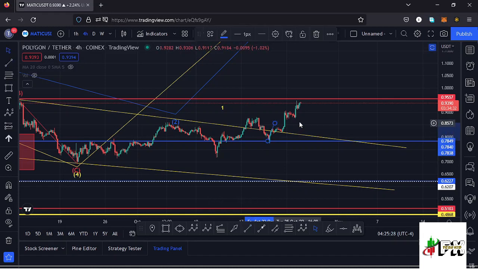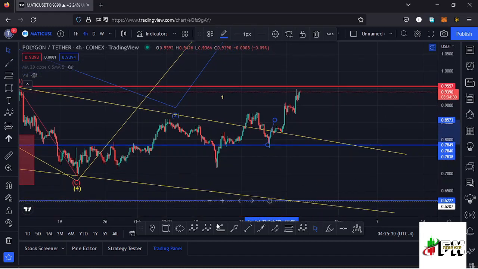We managed to break out of the channel once more, and after the breakout we even saw a retest of the upper side of the channel, and after the retest we have continued pushing higher, and that is very positive to see here on the Polygon Matic chart. And there is a possibility that that movement to the upper side is taking us back to around the $0.95 mark, which is a key area of resistance.